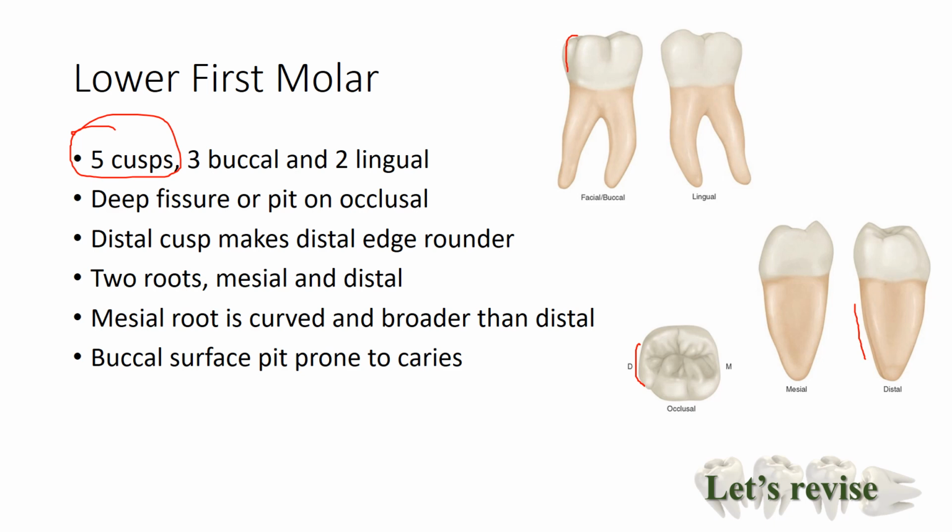The buccal pit is doing all sorts of interesting things. There's a little buccal pit here that is highly prone to caries. So if you're asked about that, you've got a little buccal surface pit that's prone to caries. That's always going to be your lower first molar.